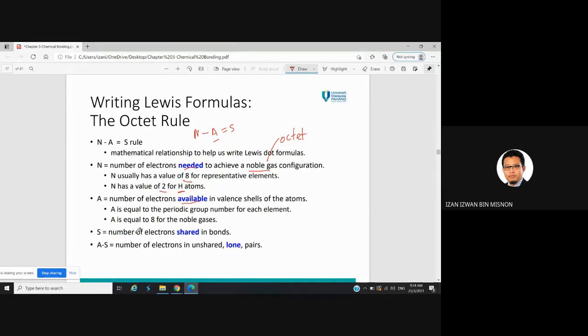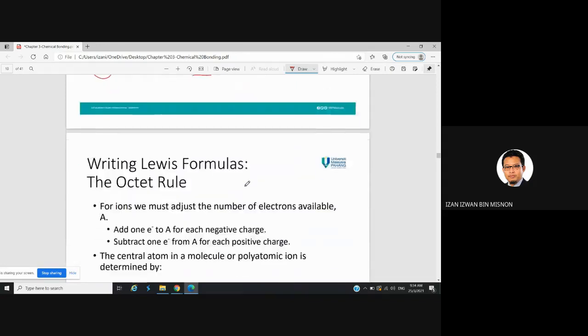Okay, S is the shared number of electrons. So we can get it from N minus A. Then we get the shared electrons. And other than that, we have A minus S. This will be the unshared electrons or the lone pairs. Okay, let's see how the equation works.